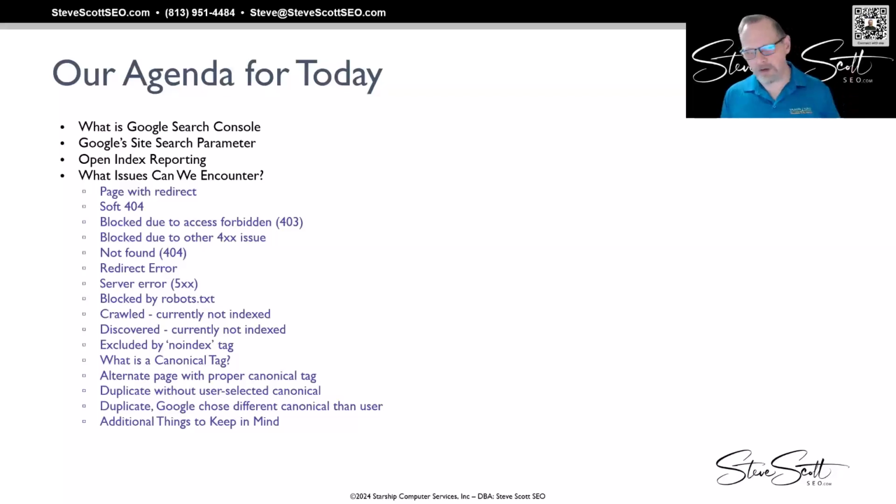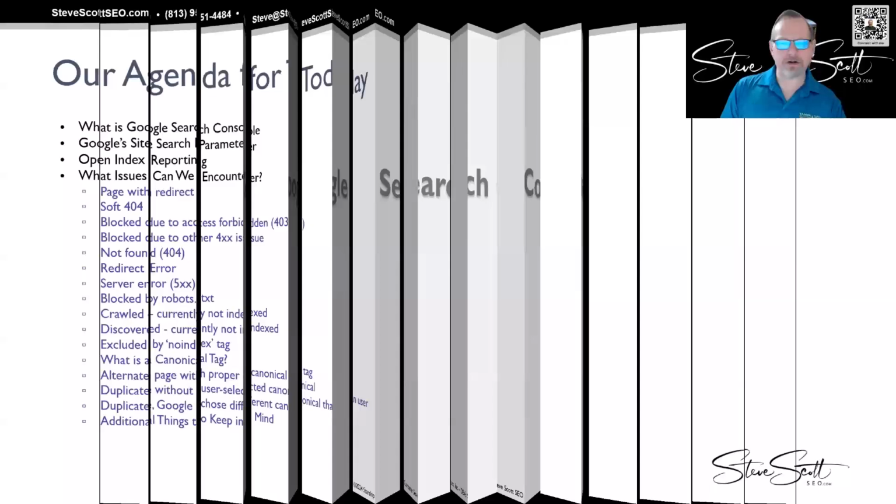And these are the ones that we're going to cover. I'm not going to read them all to you. The only thing that's a little bit off there is what is a canonical tag, because some of the issues that you're going to find have to do with canonical tags. So before you can understand what might be right or wrong with them, you have to understand what a canonical tag is. So we're going to talk about that. And then at the end, I've got a few other things to keep in mind when it comes to Google Search Console and the issues that they encounter.